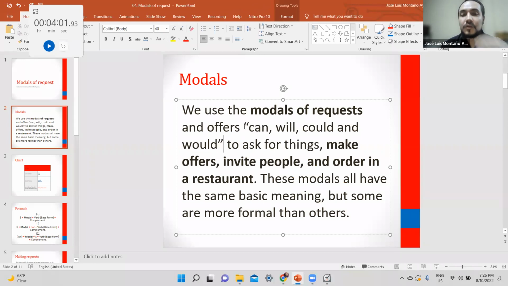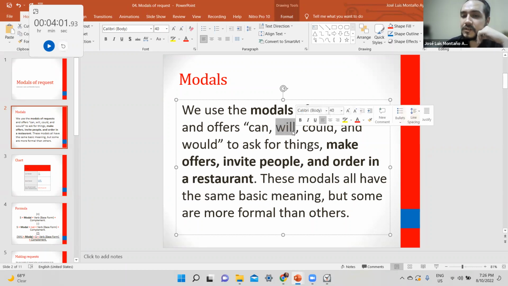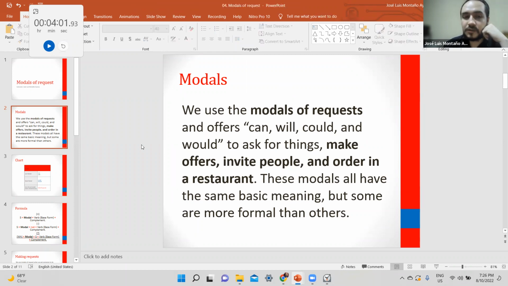All right. So you use can, will, could, and would. All those modals. Will is also a modal, right? Will is not only for future. No, will can be used for requests, make offers, inviting people, ordering in a restaurant, right? So can, will, could, and would. Those are all modals that you use not only for a request, but also for offering something.